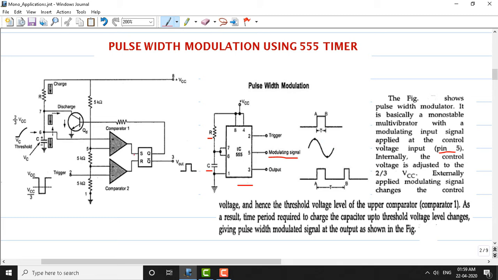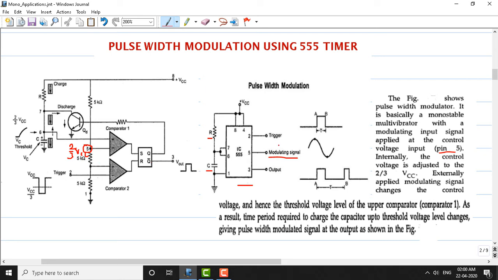So control voltage is nothing but pin number 5 here. Here we already know that 2/3 VCC exists. Now applying a sinusoidal voltage here, this voltage overrides the 2/3 VCC. Once this voltage gets modified, it in turn is compared with the capacitor voltage, and based on this, the output of comparator one is going to change.